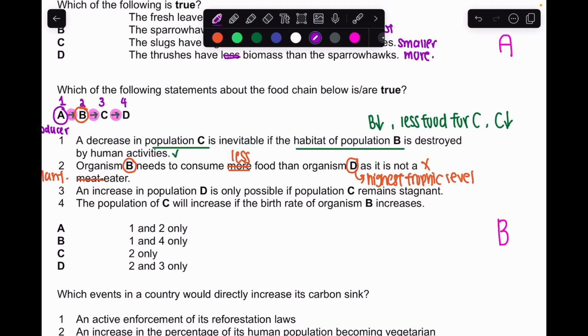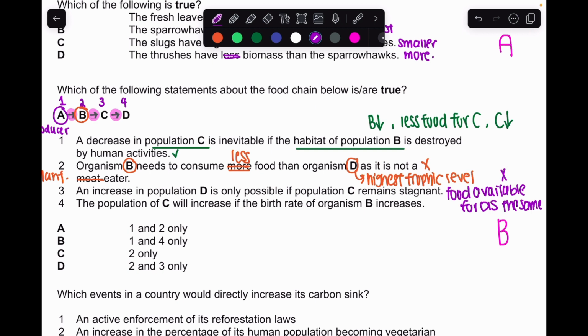Let's look at statement 3. It says an increase in population D is only possible if population C remains stagnant. So if the number of population C remains the same, then that means the amount of food available for D is the same, right? So this doesn't mean that if I have the same amount of food, the number of organisms in population D will increase, right? It's like if I eat one Filet-O-Fish every day, doesn't mean I will get fat, right? I'll probably have the same weight. Okay, so 3 is also not logical.